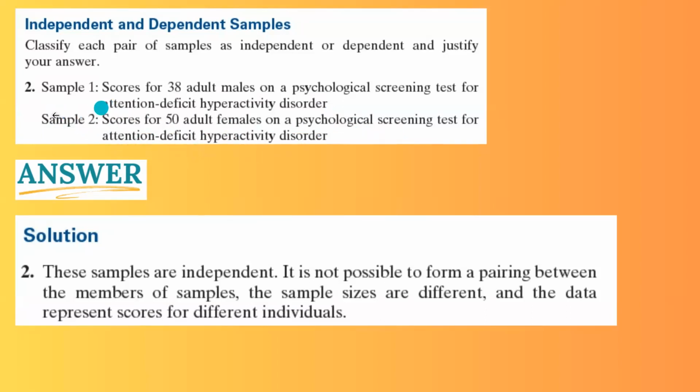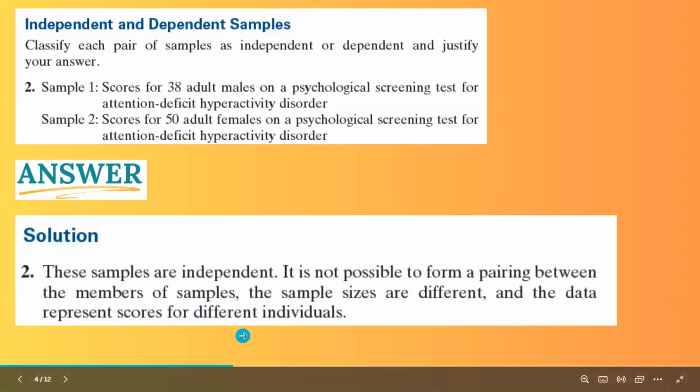So since you have two samples that have nothing to do with each other, it means that you have independent samples. These samples are independent from each other. It is not possible to form a pairing or relation between the members of the samples. The sample sizes are different and the data represent scores for different individuals.